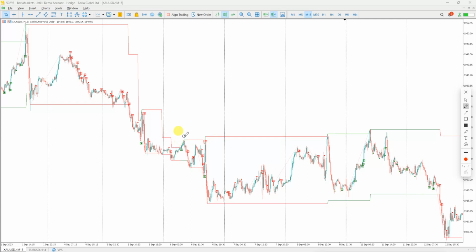We have a change of character, right? But it doesn't break above this, and created a new low. Okay, and then here we have broken above it, right? But it couldn't manage to close above this high.